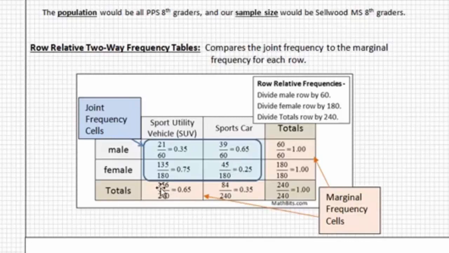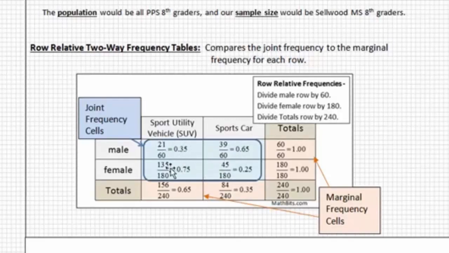So 156 men and women surveyed out of the 240 people surveyed said they liked sports utility vehicles. 84 of the 240 men and women surveyed said that they would like sports cars. And 240 out of 240 people surveyed are represented, 100% of the people are represented in this chart and in this row here. So this now lets us compare data not just to the overall total people surveyed, but also broken down by each variable.